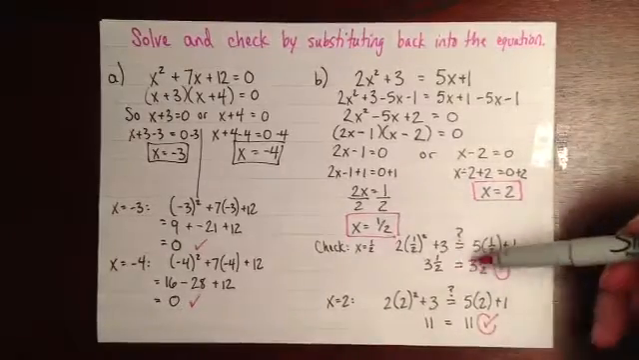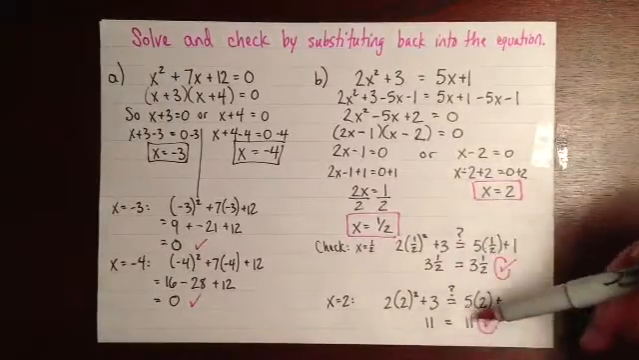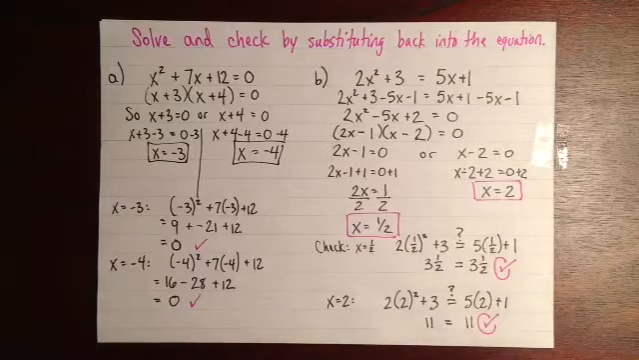So notice that here it came out to 3 1/2 on both sides, there it came out to 11. That doesn't matter as long as the equation is true. The two things are equal to each other.